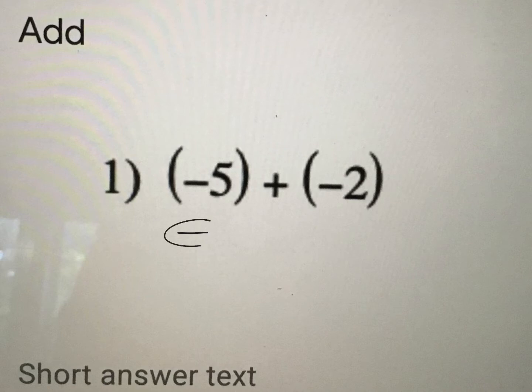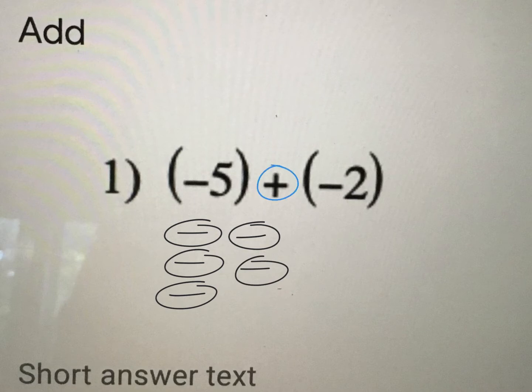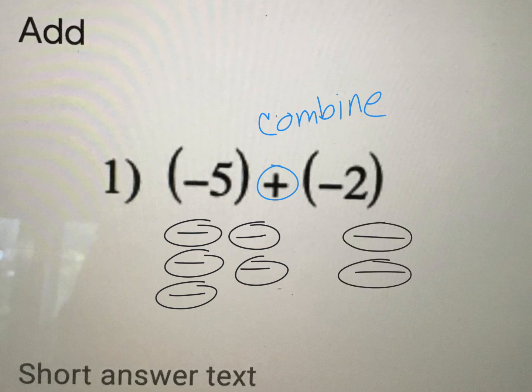So -5 we could represent with 5 little negative chips. Adding means that we're going to combine, we're going to put it together with 2 little negative chips. So we've got 5 negatives here, and then we have 2 more negatives here.